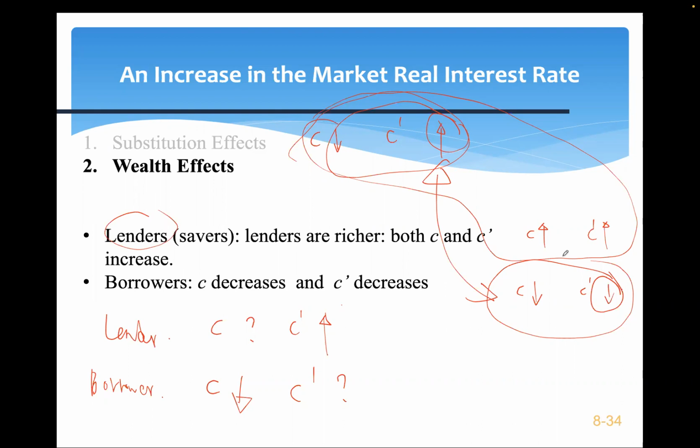If you're a lender, for sure it's going to increase your future consumption, but it's not clear about your current consumption. That depends on which effect dominates. If you're a borrower, for sure you're going to reduce current consumption. Regarding the future consumption, it's not clear. Again, it is going to depend on which effect dominates, the income effect or the substitution effect.